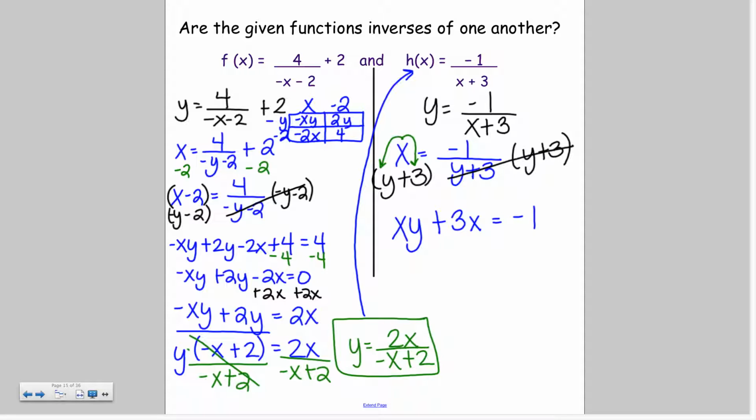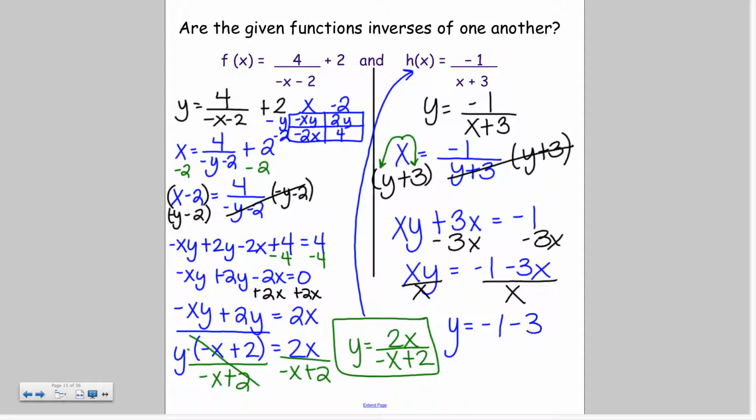Then let's get y by itself. So subtract 3x from both sides. That leaves us with xy is equal to -1 minus 3x. Now we need to get y by itself, so divide by x. And we're going to get y is equal to -1 minus 3x over x. And that is our inverse of h of x.